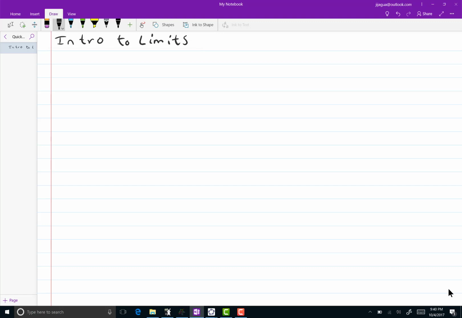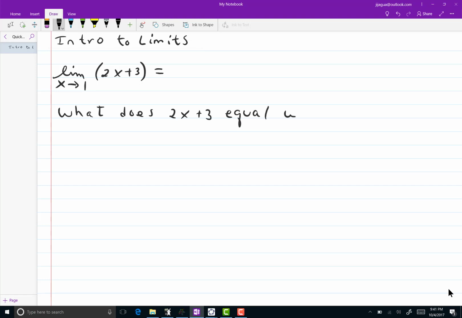So as my first example, I want to look at a specific limit. The way this is said is the limit as x approaches 1 of the quantity 2x plus 3. That's the phrase. X goes to 1. So when x gets close to 1, what does 2x plus 3 equal?